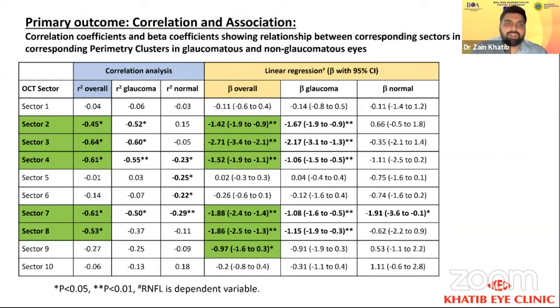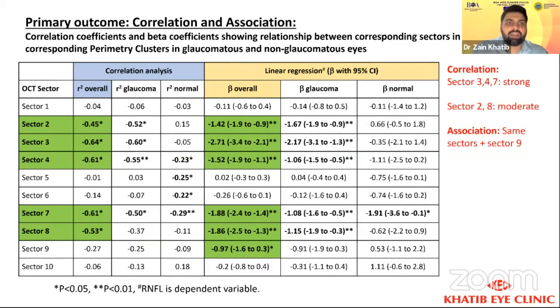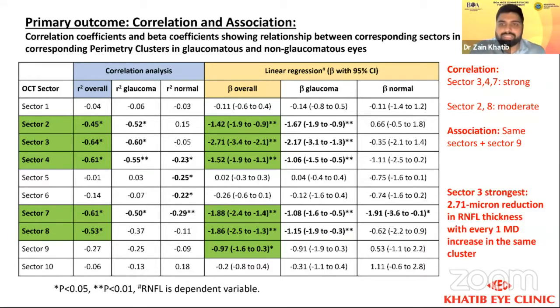The left side shows the correlation analysis, and we can see that sectors 2, 3, 4, 7, and 8 are all significantly correlated, out of which sectors 3, 4, 7 show a strong correlation, while sectors 2 and 8 show a moderate correlation. When we look at the linear regression association, strength of association, we also see sector 9 is associated. So there are 6 sectors which have a good strength of association between the two groups, out of which sector 3 has the strongest association, where a 2.71 micron reduction in RNFL thickness is seen with every 1 mean deviation increase in the same cluster.